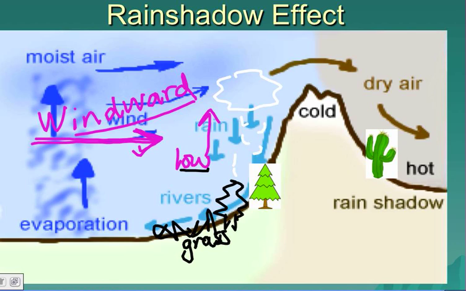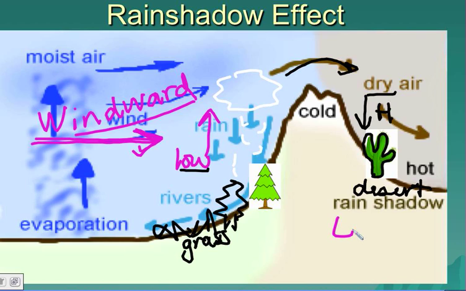Now as that air reaches the top and carries over to the other side, it is forced downward, making a high pressure system. You have it labeled there as dry air. I would go ahead and draw yourself a little cactus there, reminding you this is your desert climate. We call this side of the mountain the leeward side.